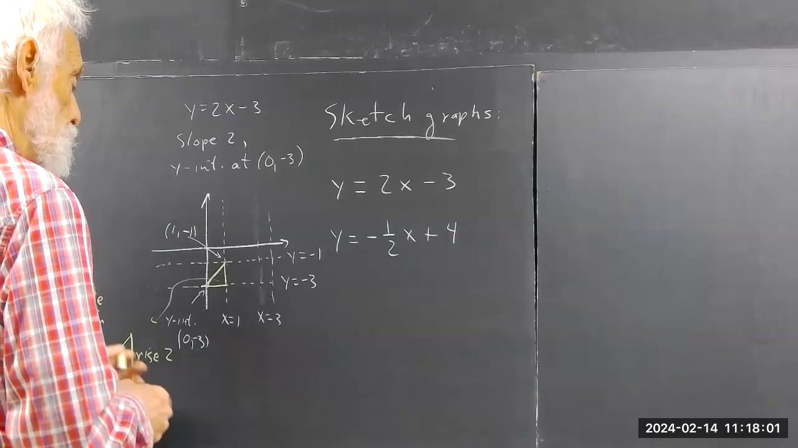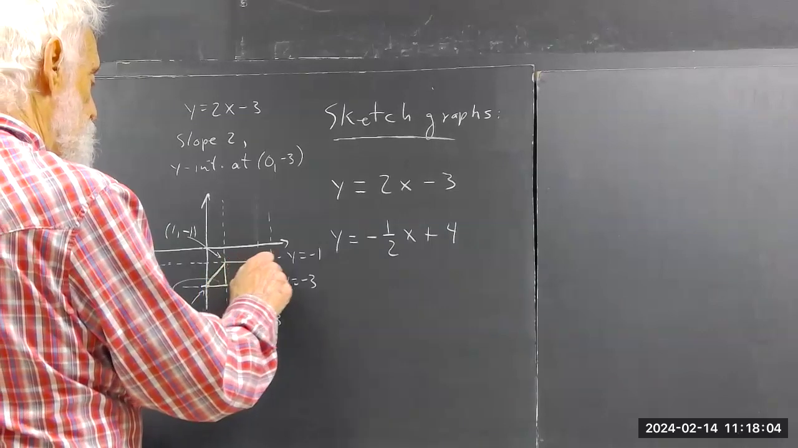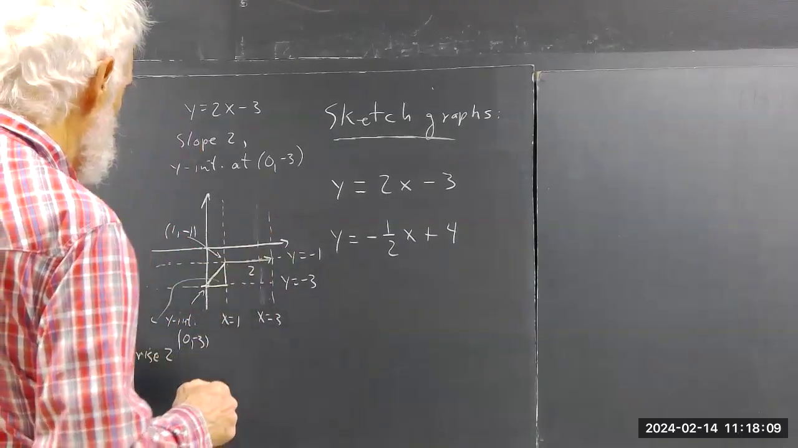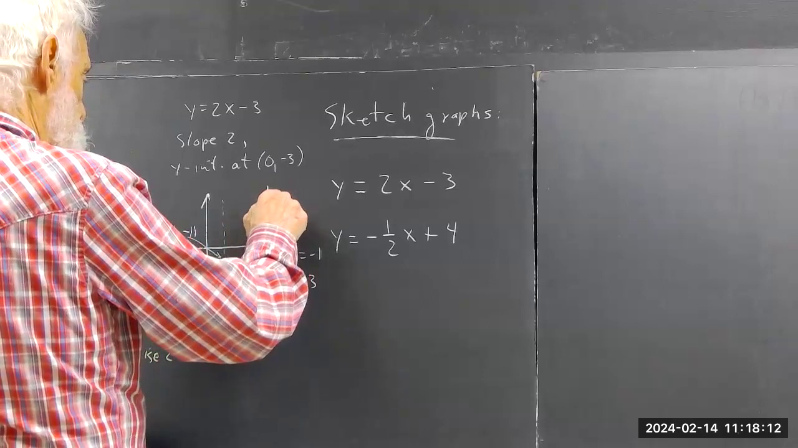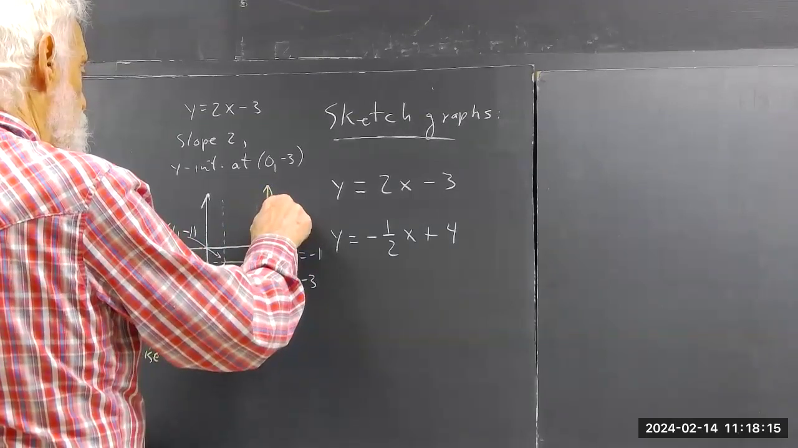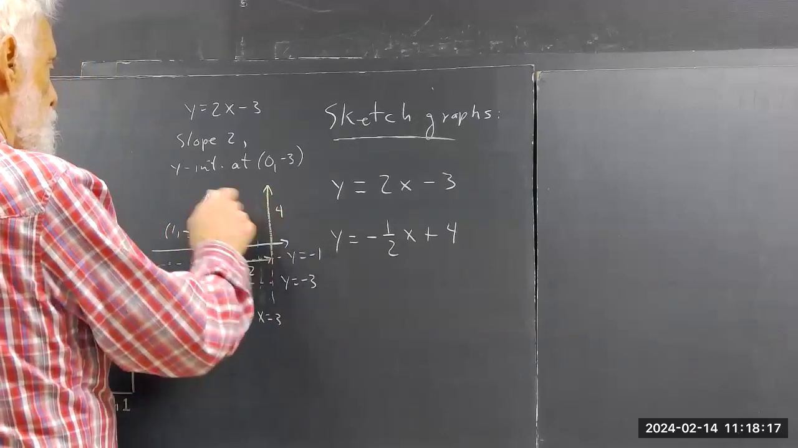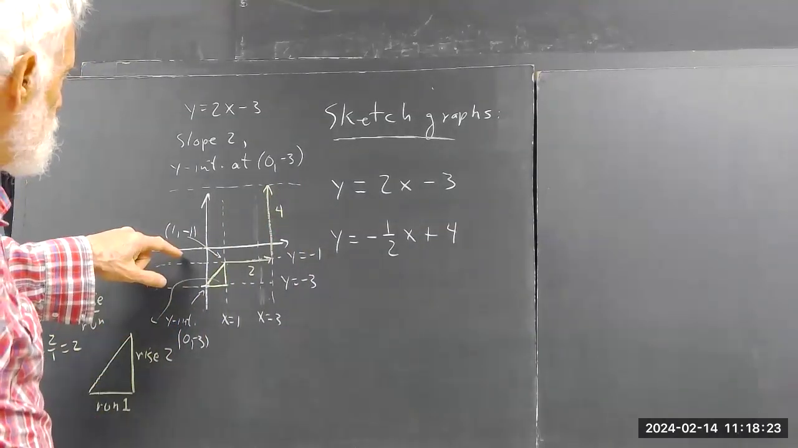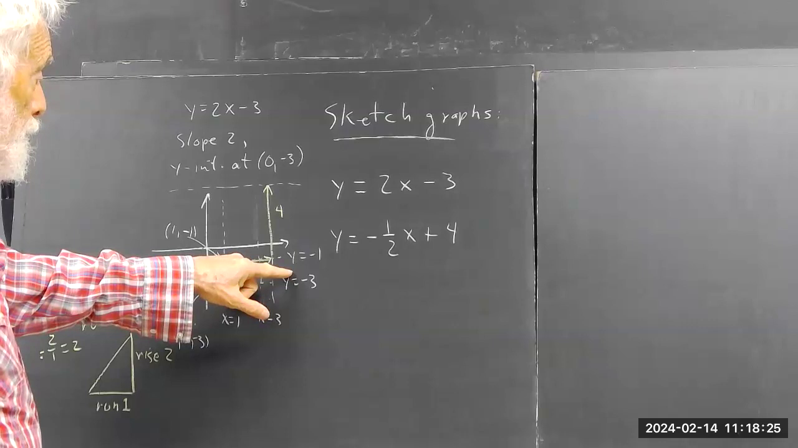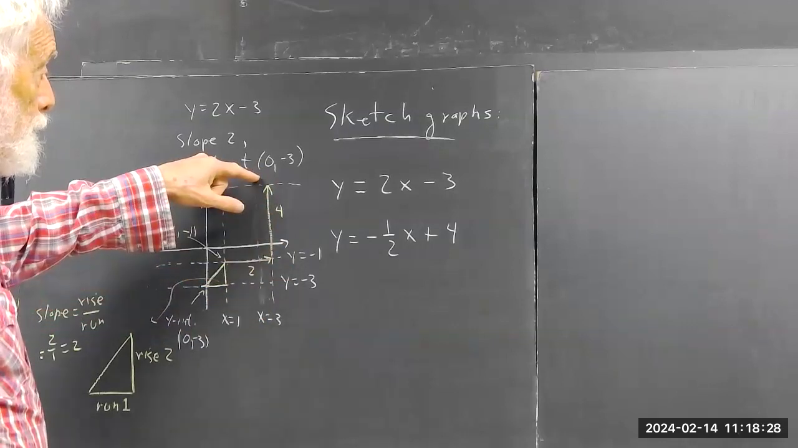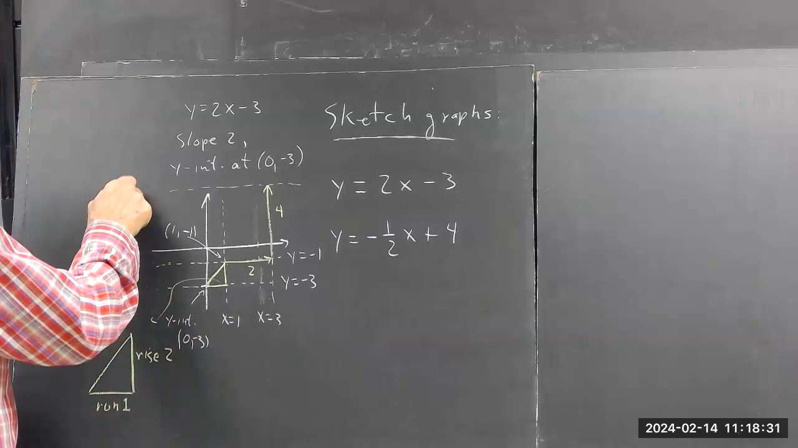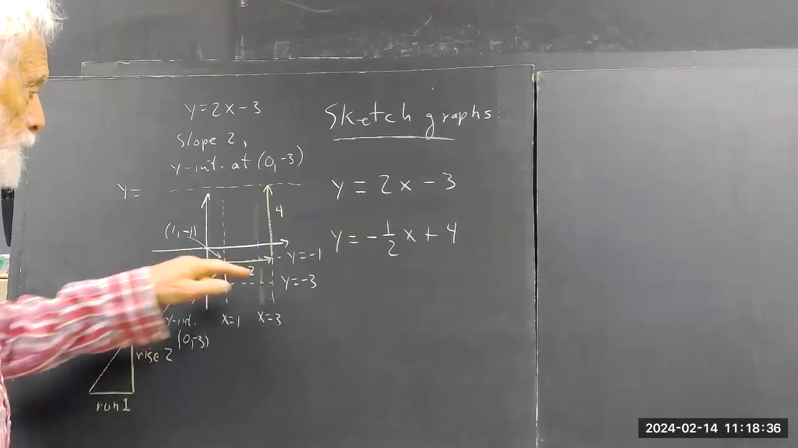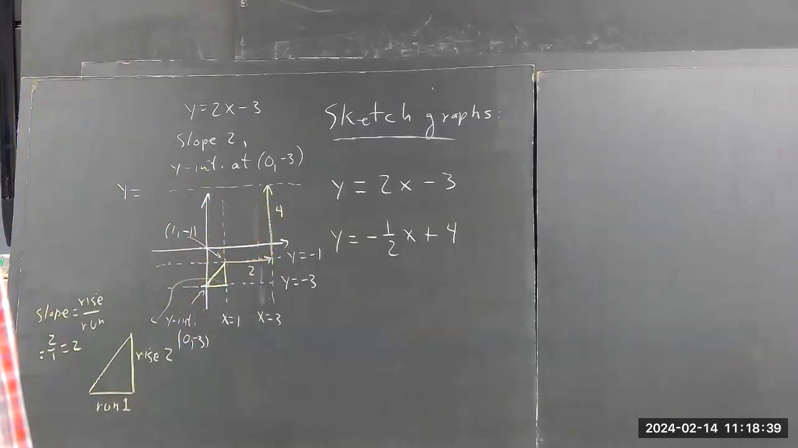Then if I go over 2, I've got to go up 4 in order for the slope to be 2. So what's this line going to be? Well, this is at y equals -1. If I go up 4 units, what am I going to be at? Can you write that down? Tell me y equals what? Right. Go up 4 units from y equals -1.